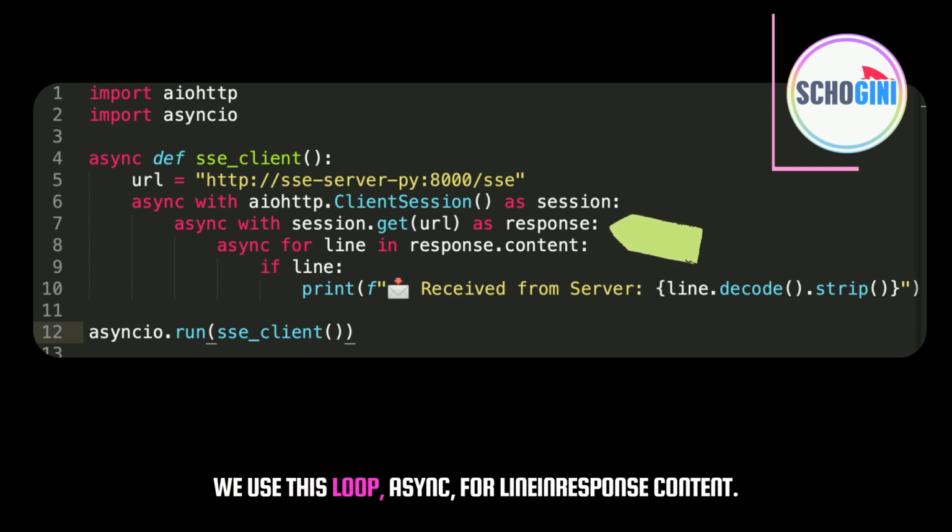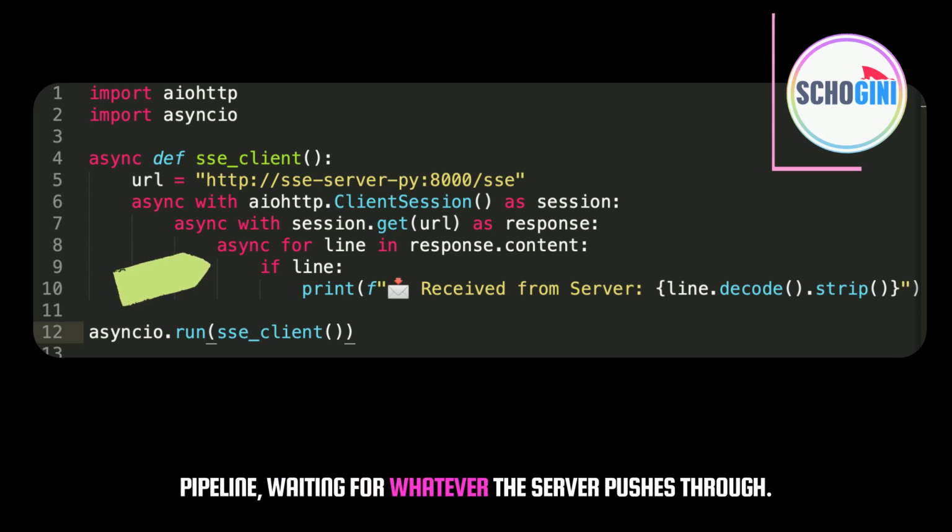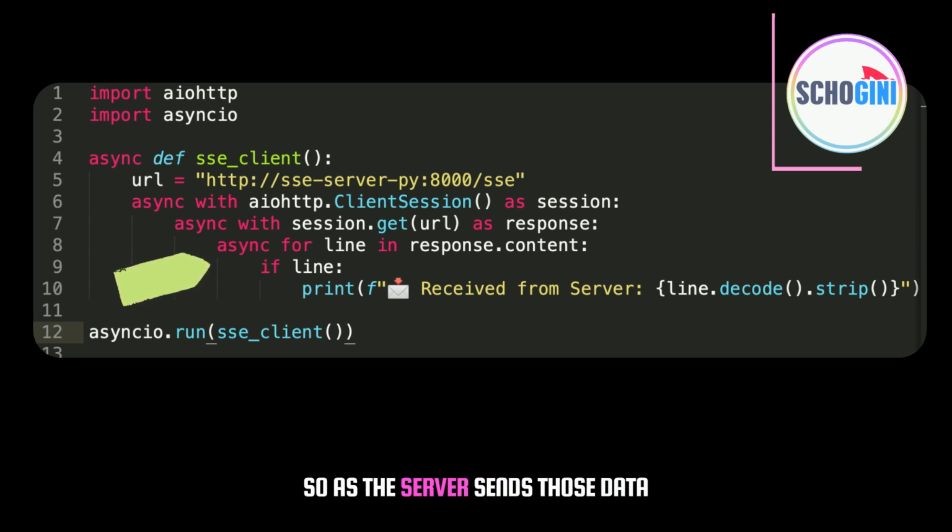We use this loop, async for line in response.content. This loop goes through the content of the HTTP response line by line. Because it's an SSE stream, the response.content will keep yielding new lines of data as the server sends them. So the client is basically listening to that open pipeline, waiting for whatever the server pushes through. So as the server sends those data messages through the open connection, the client's aiohttp connection is picking them up and making each line available within this loop.